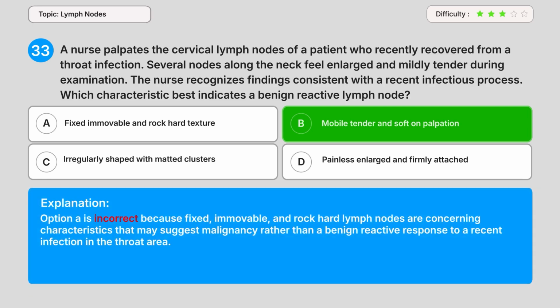Option A is incorrect because fixed, immovable and rock-hard lymph nodes are concerning characteristics that may suggest malignancy, rather than a benign reactive response to a recent infection in the throat area.